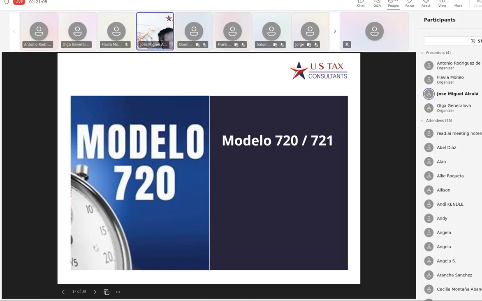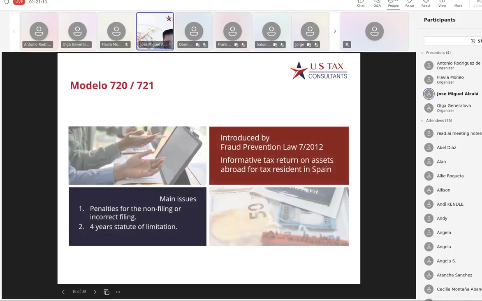All right, Modelo 720 and 721. Can we pass to the next slide, please? All right, we must know that these are informative forms, so we do not pay taxes for them. This is good news, right? The thing is that we must do it properly. And there are many factors that can affect these kinds of forms, all right?